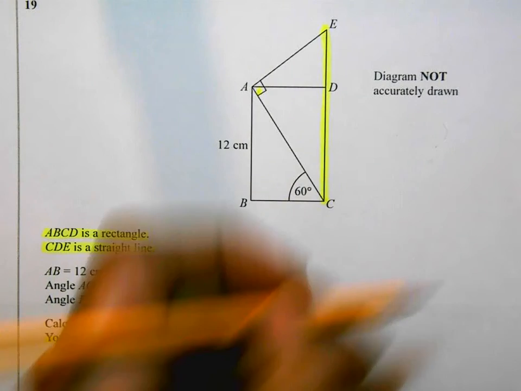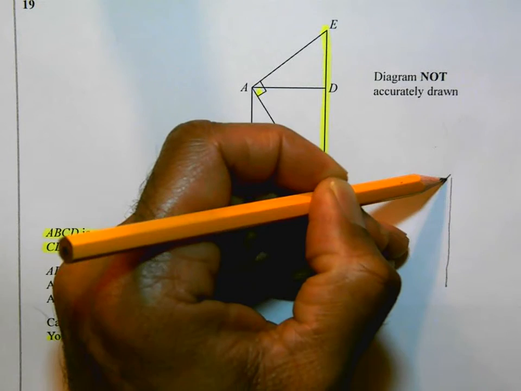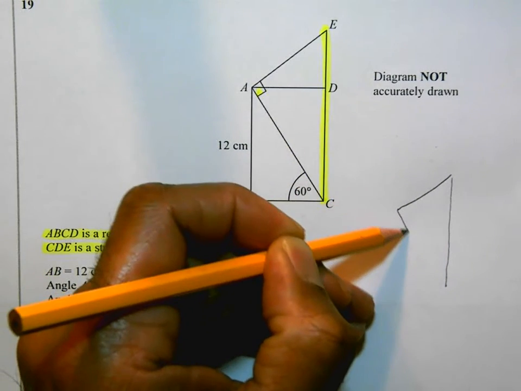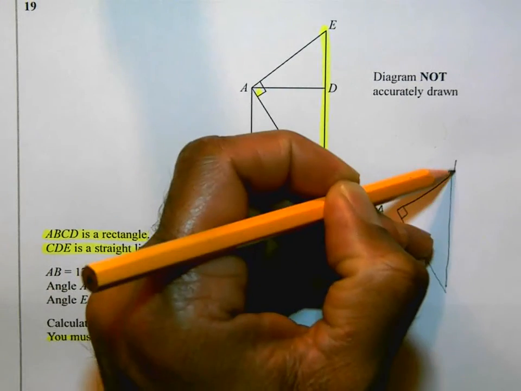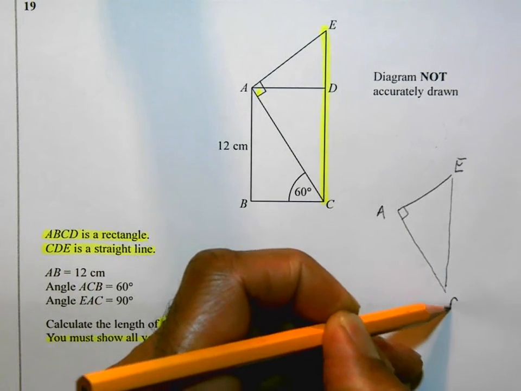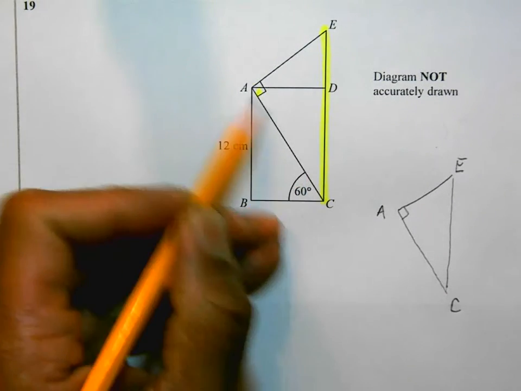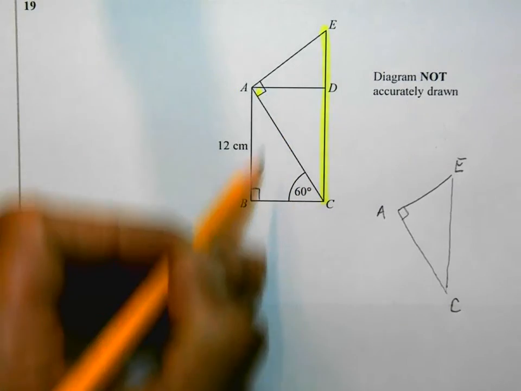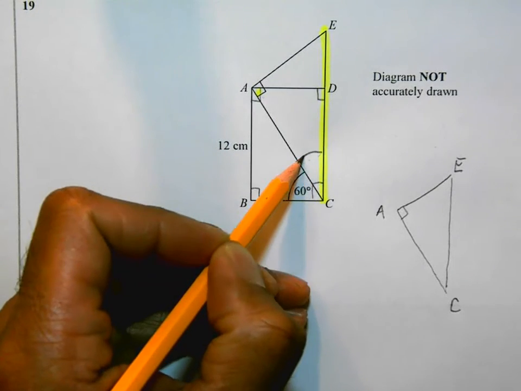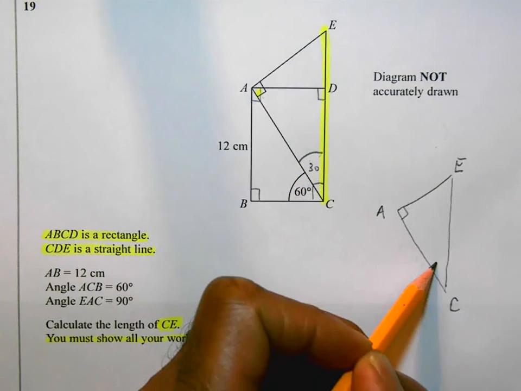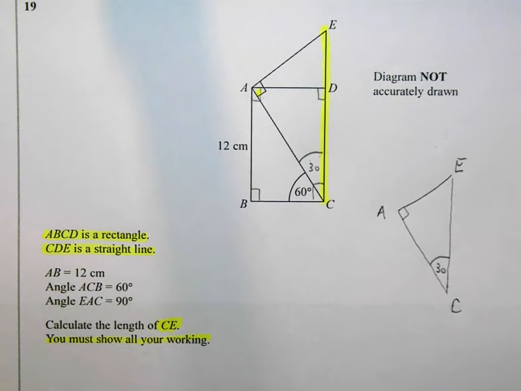There's the right angle triangle. That's A, that's E, and that's C. Now looking at this diagram, this is 60 degrees. Because that's a rectangle, all the corners are right angles. So that means this angle here is going to be 30 degrees. Okay, so I'm going to use that to help me work out CE, which is what they want us to find.